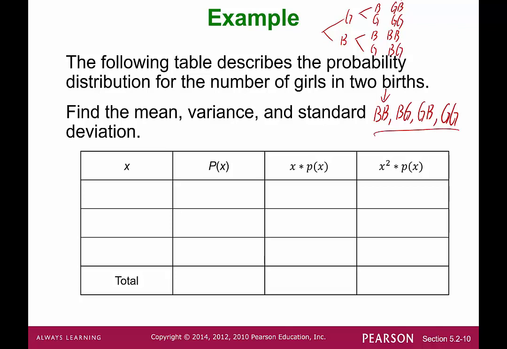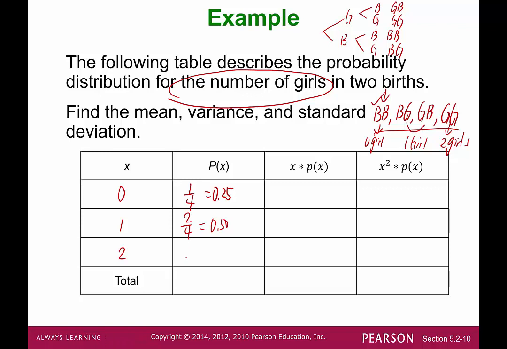So now if you look at it, you concentrate on the distribution of the number of girls. The number of girls could be 0 girls, right? Boy-boy is 0 girls. You have 1 girl here, 0 girls, and this one is 2 girls. Okay, so we have 3 possible outcomes: 0, 1, and 2. For probability, 0 girls is a quarter, 0.25. And then 1 girl is 2 over 4, 0.5. And then 2 girls would be a quarter again, 0.25.